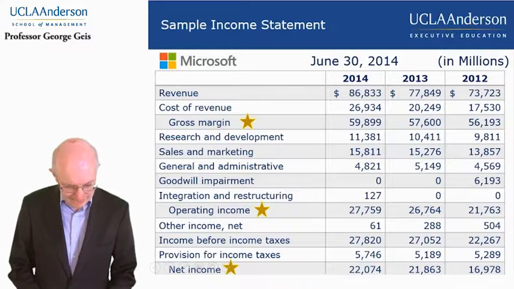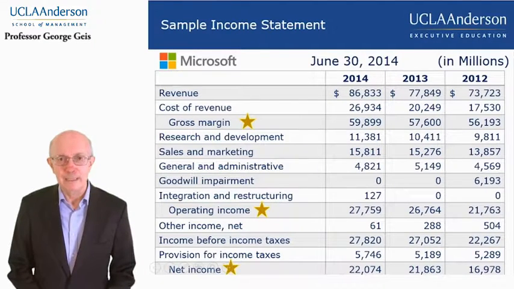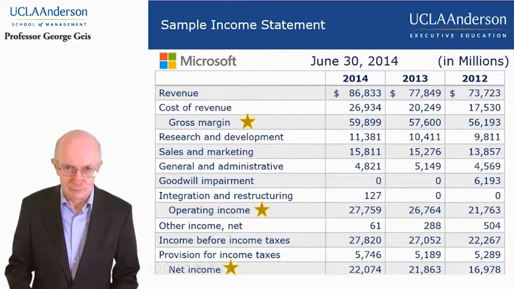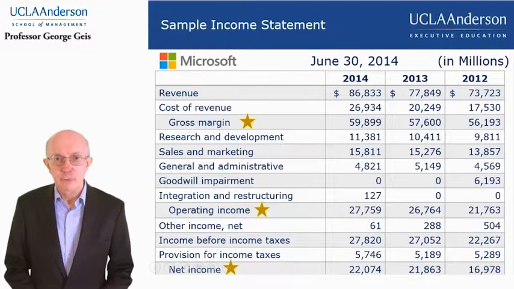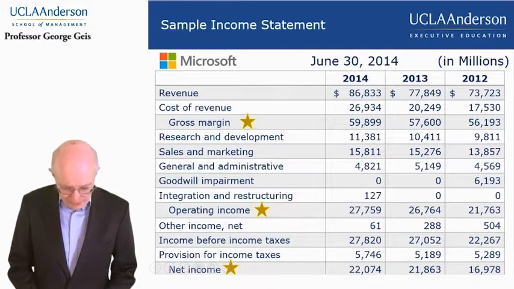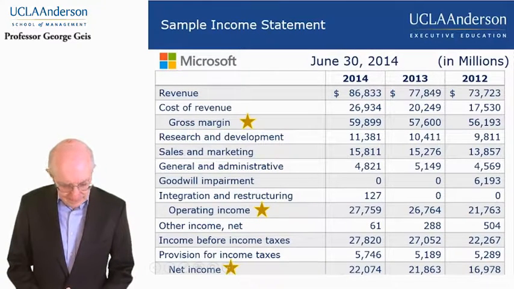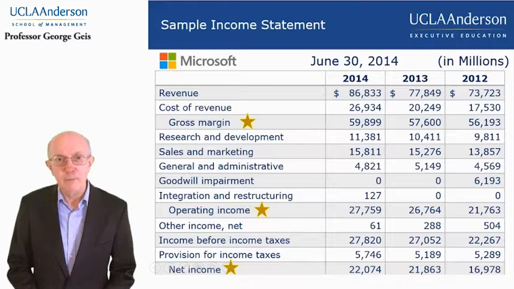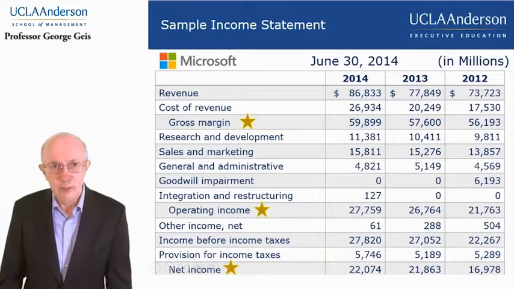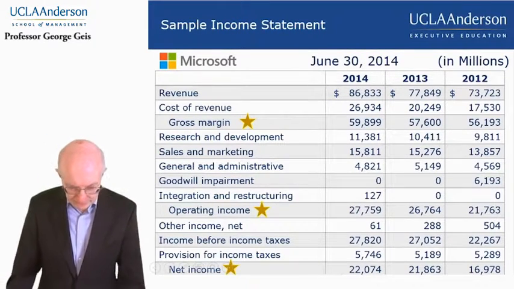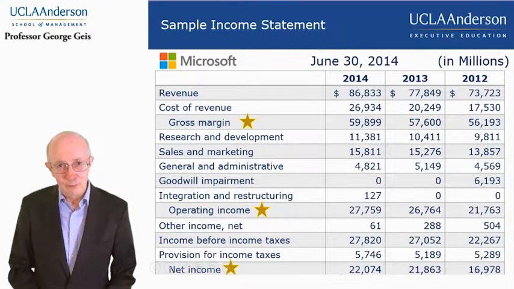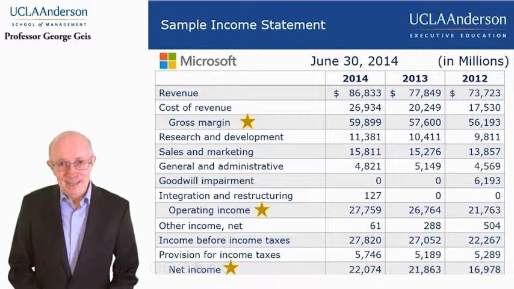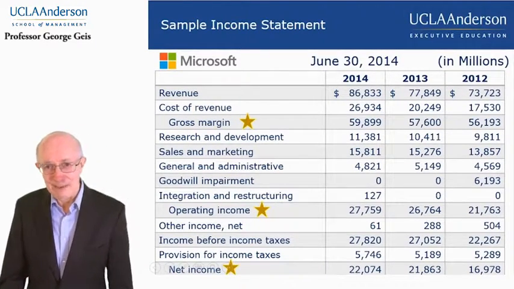In fact, it's the highest, what we call operating expense. It's not as high as cost of revenue. But once we get past cost of revenue, the sales and marketing component here is pushing 20-25% of revenue. The sales and marketing is 15 billion, the revenue is 86, so we're between 20 and 25%. That's pretty high. You might say, well, why does a software company have to do such marketing?